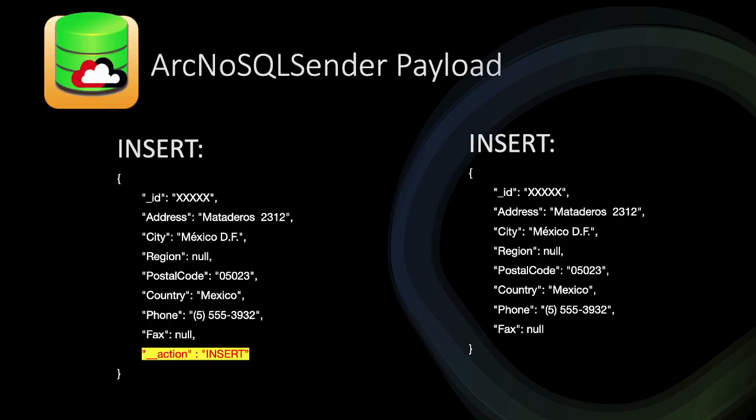So the ArcNoSQL sender payload can be an insert payload. In the insert payload, you have an action insert that is included in the fields. It's not going to be inserted in the document, rather it tells the ArcNoSQL sender component that this particular document is going to be inserted to the ArcNoSQL database. Or if you omit the action field, it is translated as an insert command by the ArcNoSQL sender.